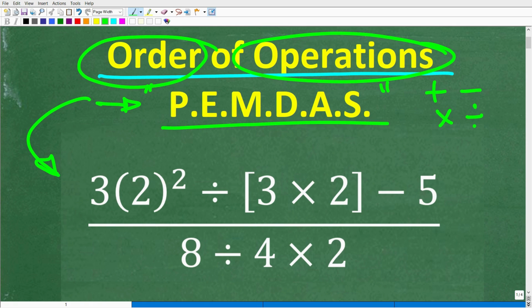And then, of course, I'm going to walk through and kind of give you a little mini lesson on the order of operations, and we're going to thoroughly review this PEMDAS phrase in just 1 second.